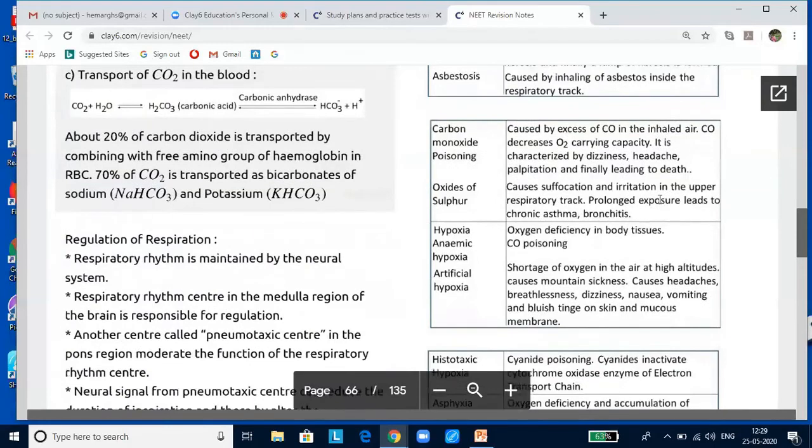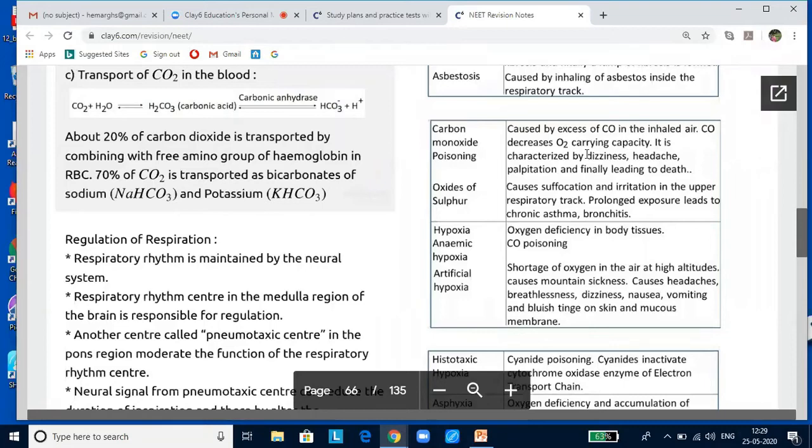Carbon monoxide poisoning is caused by excess of carbon monoxide in the inhaled air. Carbon monoxide will decrease the oxygen carrying capacity because carbon monoxide will go and combine with hemoglobin to form carboxyhemoglobin, as a result of which you will feel dizzy, headache, palpitation, and finally it might lead to death. Oxides of sulfur cause suffocation and irritation in the upper respiratory tract. When you have prolonged exposure to the oxides of sulfur, it will result in chronic asthma and bronchitis.